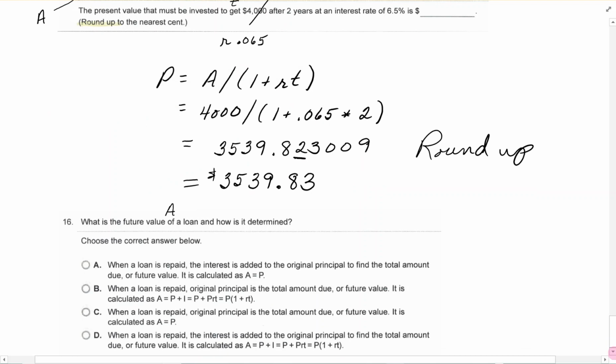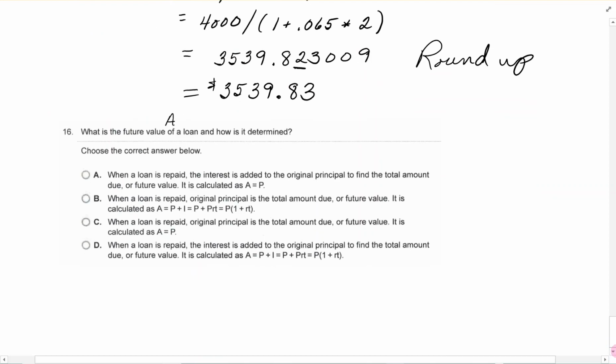The very last question, I will not actually answer this one in the video. It says, what is the future value, which is A, of a loan, and how is it determined? You should be able to either check in your notes, if you've taken notes from my videos, or look in your e-text, which is available through my math lab, or even Google future value of a simple interest loan. Make sure you mention that it's simple interest. Okay? So this will be added to the other video.